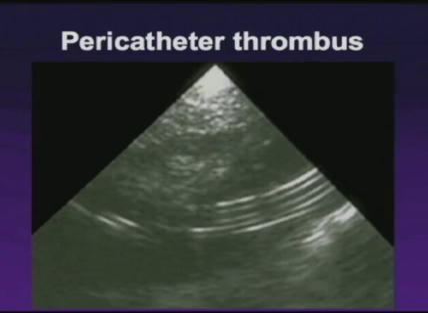Whenever we see catheters, we want to look around the walls of the catheters to see if there's echogenic material within them. And here you can see this echogenic heterogeneous material associated with this triple lumen catheter, indicating an acute pericatheter venous thrombosis.